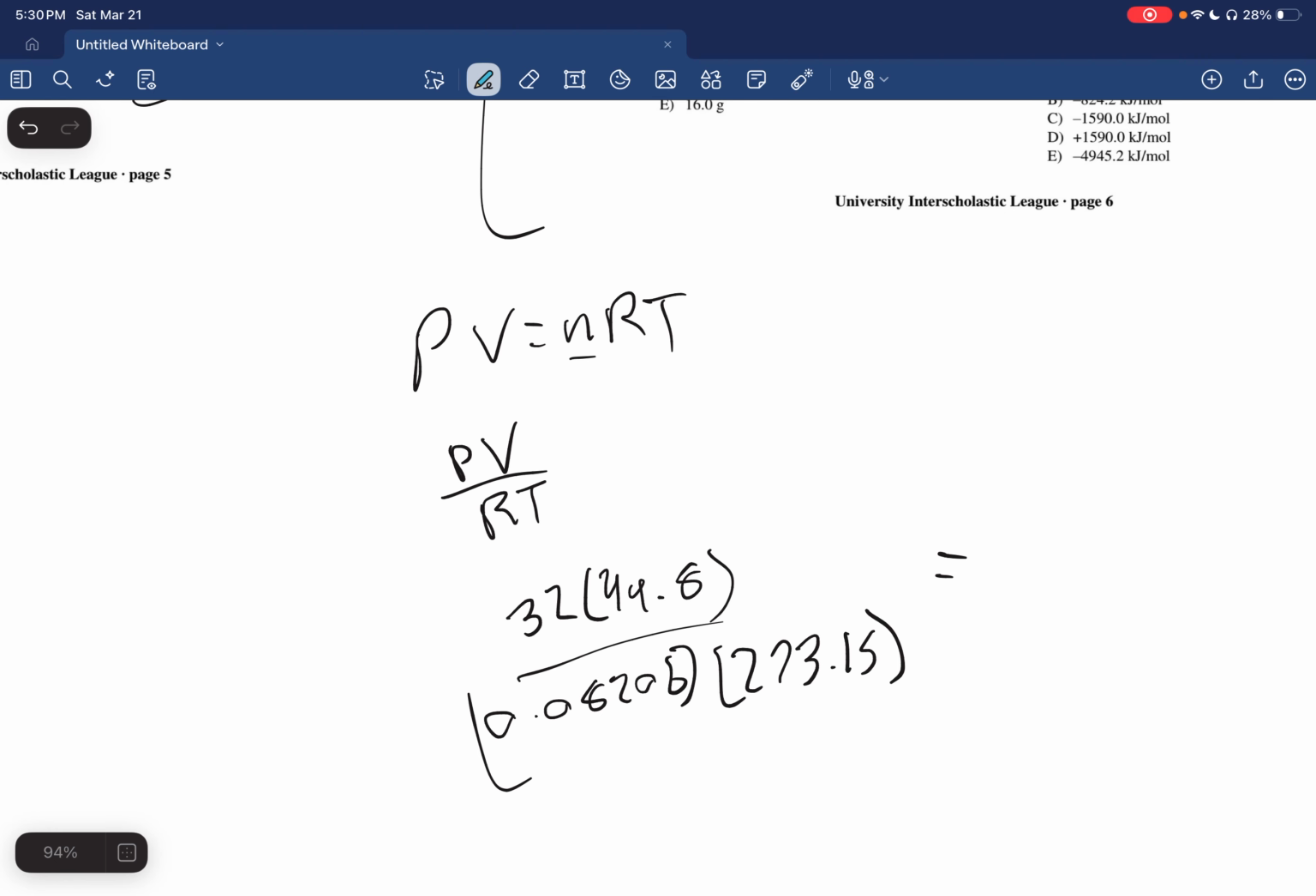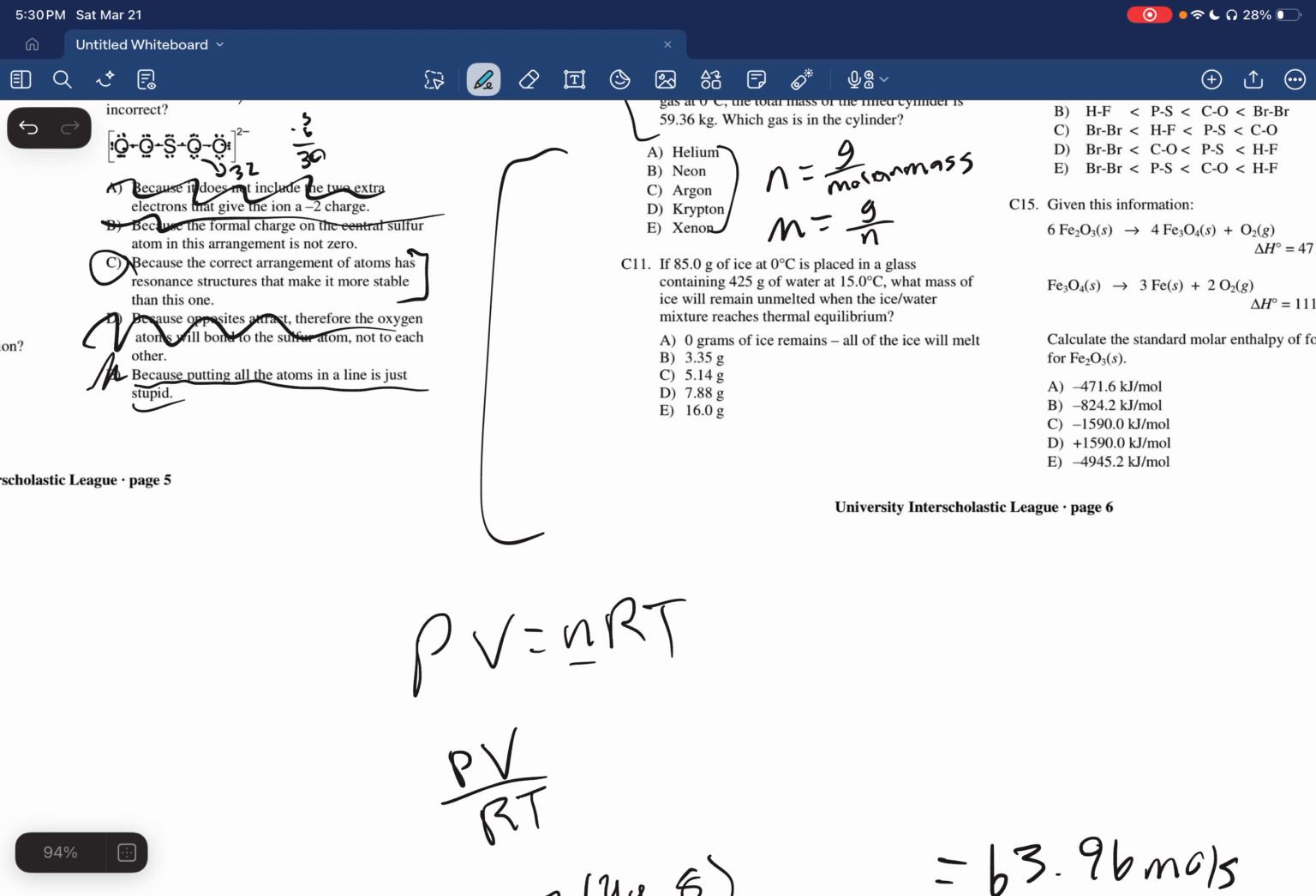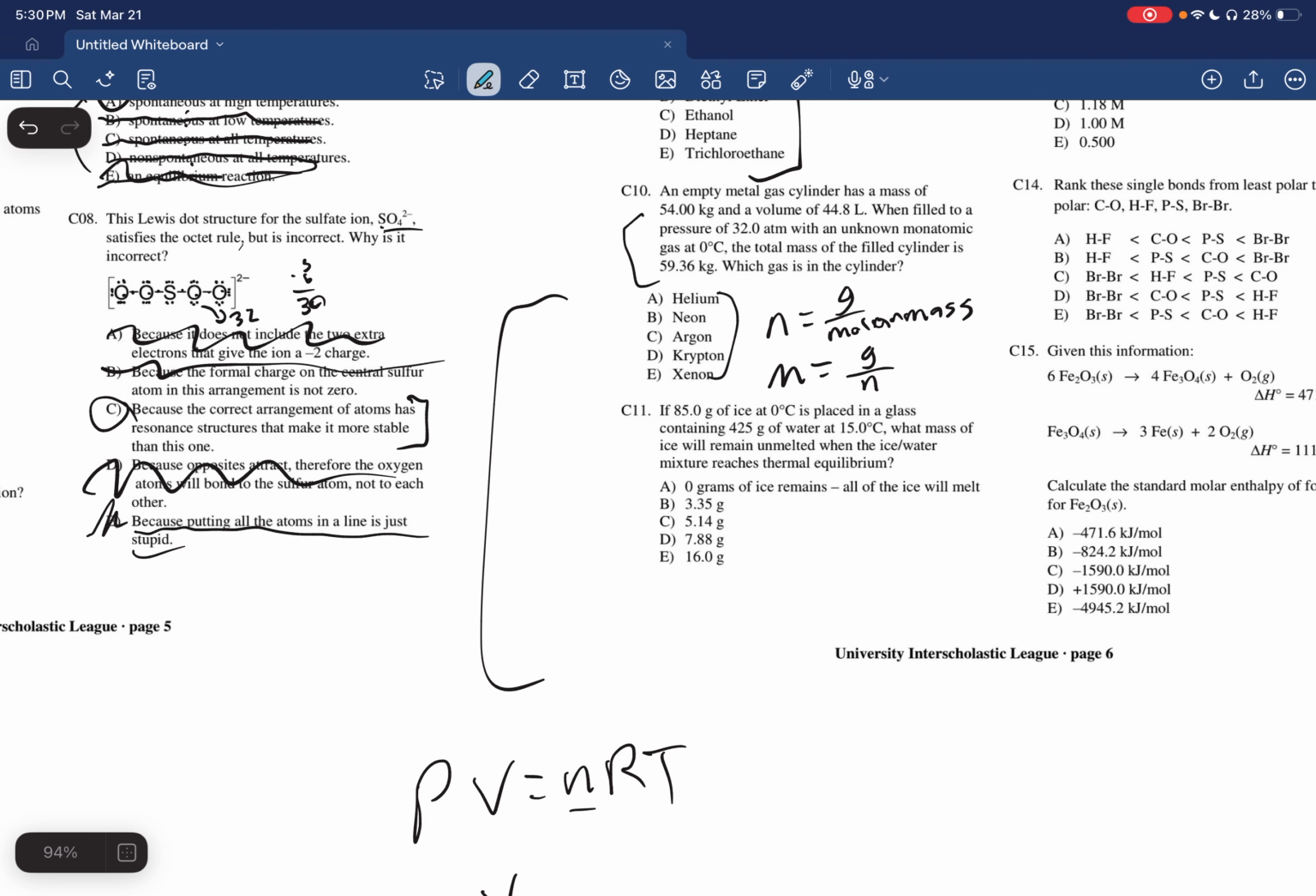And that'll come out to about 63.96 moles. And so now all we have to do is just plug in the grams it gave us. Well, first we need to find that. So the actual cylinder weighs 54 kilograms, but the filled cylinder is 59.36. So we just need to subtract these.